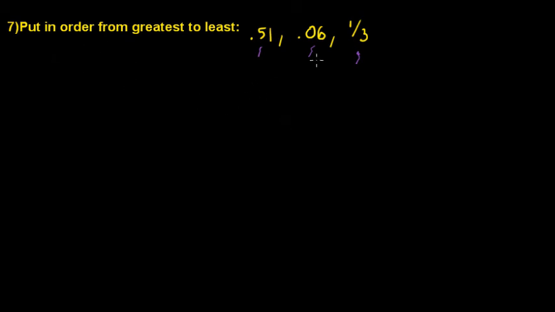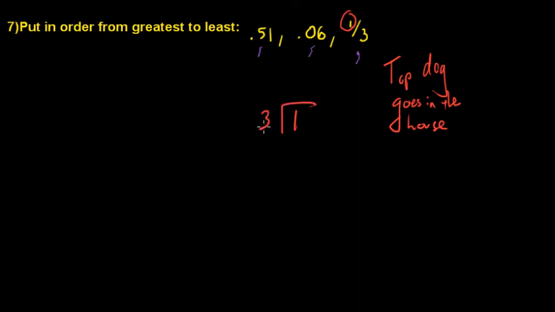So remember, top dog goes in the house. That means that this one right here is the top one. It doesn't matter if it's bigger or smaller, curvy or round, or even or odd. Whatever the numerator is, it's going to go in the house when you do your division. So when I'm converting, I put the 1 in the house, I put the 3 outside.